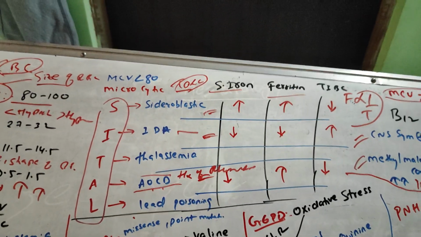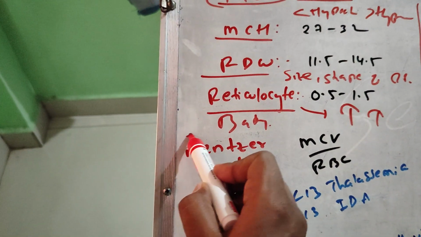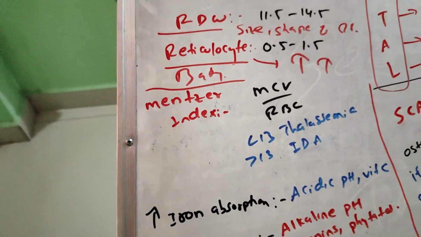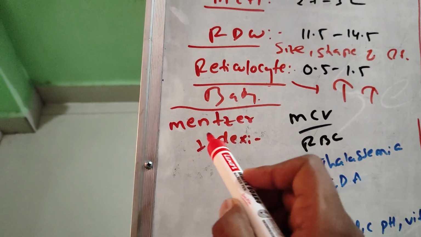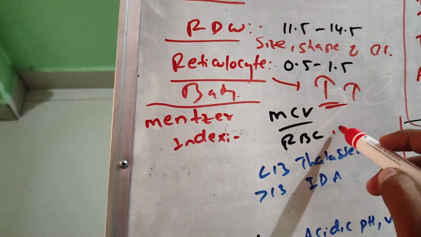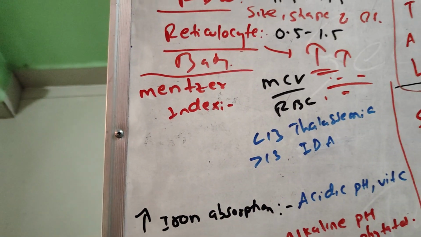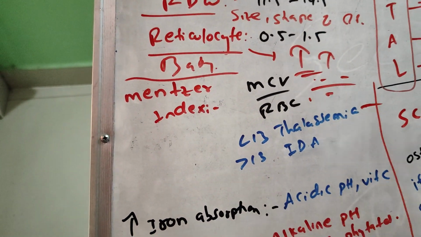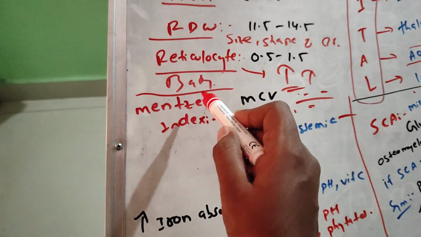Okay, so done. Next one, I would like to talk about what is the Mentzer index. So guys, the Mentzer index is used to know whether the patient is having thalassemia or not. You have to calculate the Mentzer index. In the CBC they will give everything, the MCV also, the RBC also, and you have to calculate one by the other. If the Mentzer index is less than 13, it means the patient has thalassemia. If the Mentzer index is more than 13, it means it is IDA, that is iron deficiency anemia. You have to calculate this one.